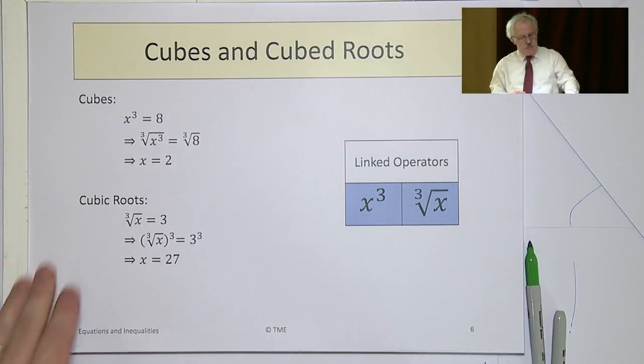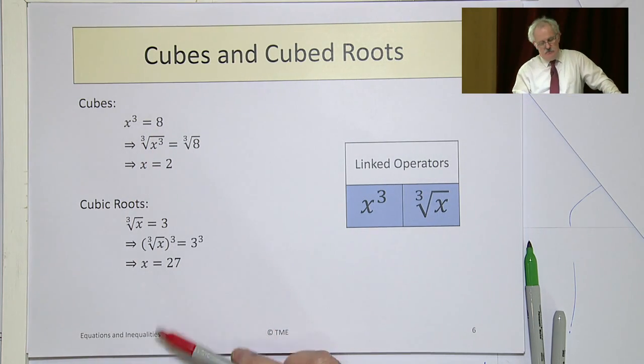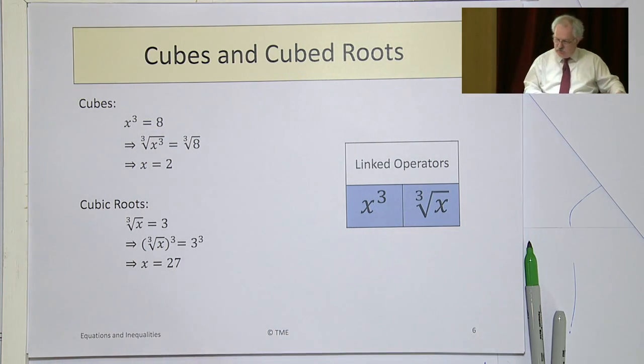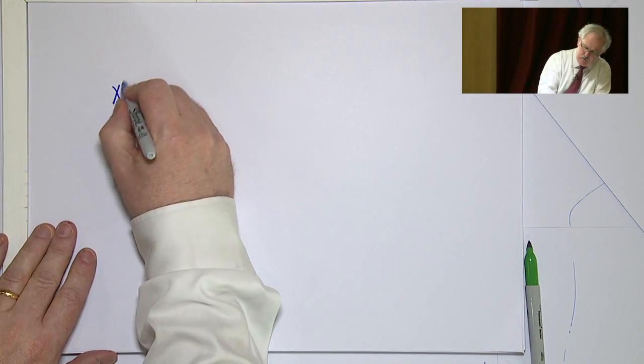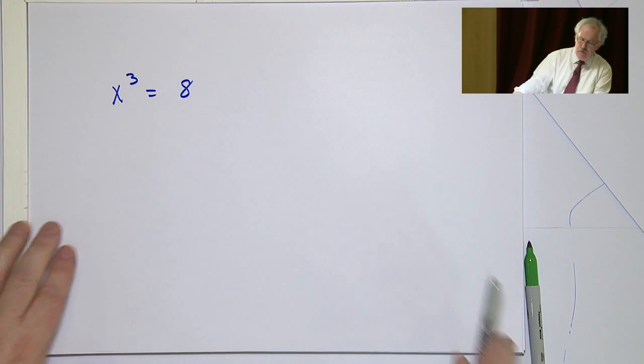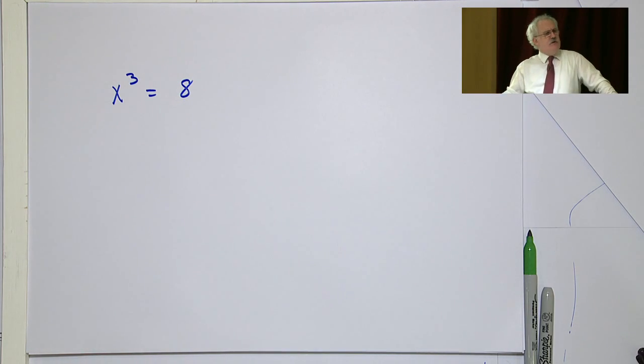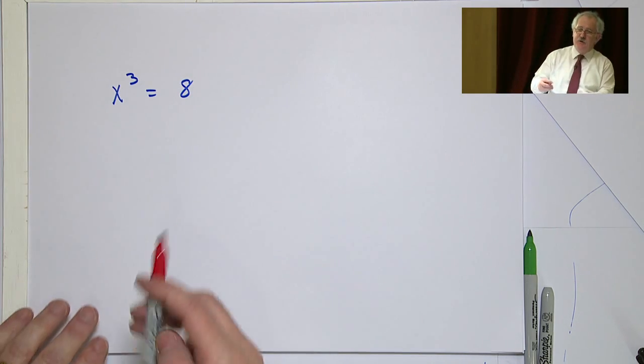Now, cubes and cubic roots. x cubed is 8. How do I get rid of the cube? Somewhere on your calculator, there's the inverse something, isn't it? These two are always locked in as partners. Is that okay? So the inverse of a cube is a cubic root.